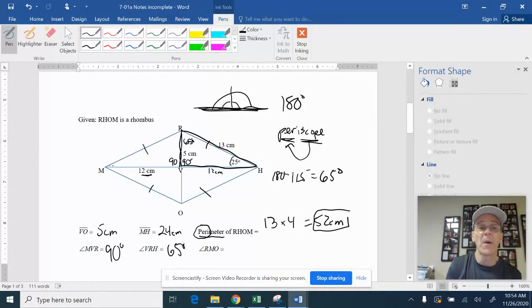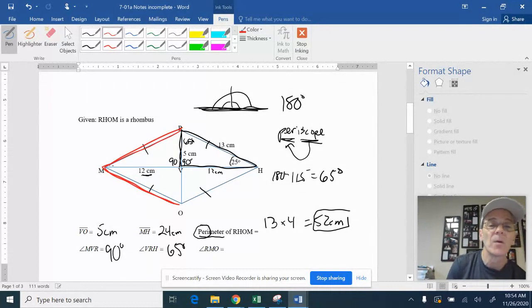And then angle RMO. Okay, RMO, this one here. Well, I've got this angle is 25 degrees. Aren't there other angles in this picture that appear to be 25 degrees? That one's 25, that one's 25, that one's 25. All 4 of those angles are 25. If this is 25 and this is 25, that makes angle RMO 50 degrees. Okay?